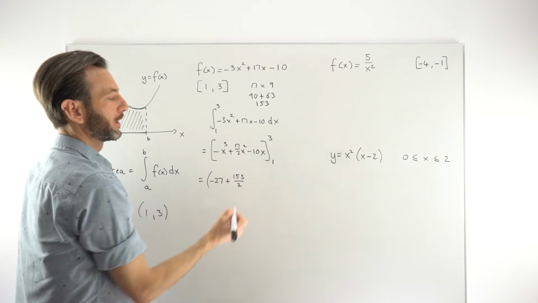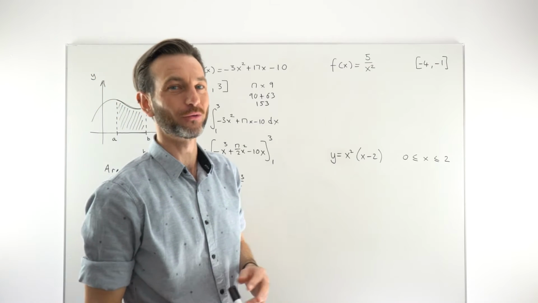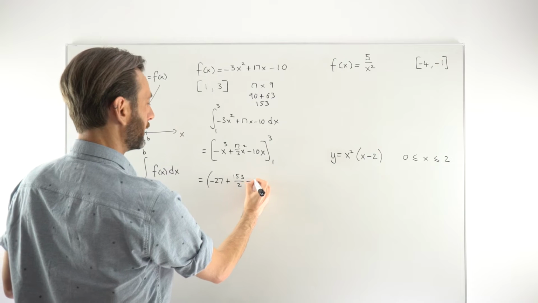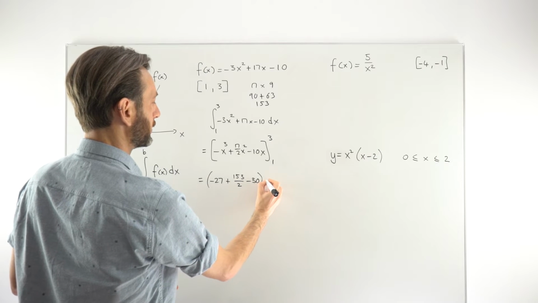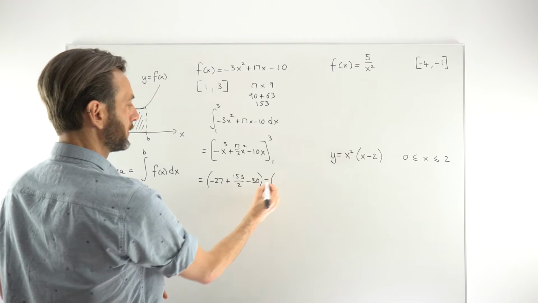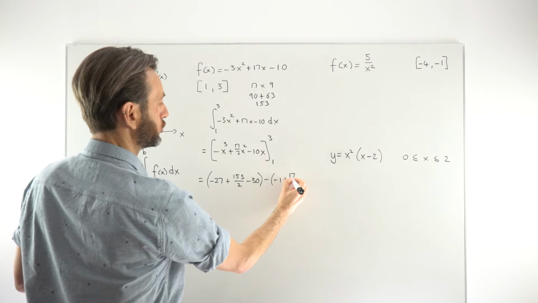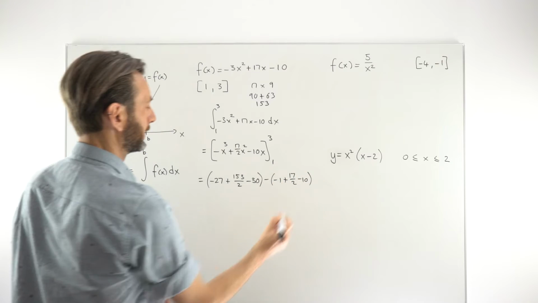That's the kind of thing that can get thrown up in these questions. So be prepared for that. There's some ugly numeracy sometimes. And then 10 times 3 is 30. So it's going to be minus 30. Subbing in the 1 should be a little easier. So we get minus 1. We get plus 17 over 2. And then minus 10 like that.